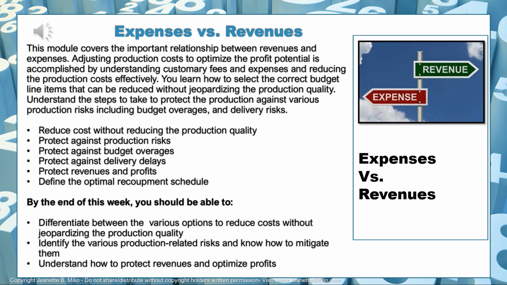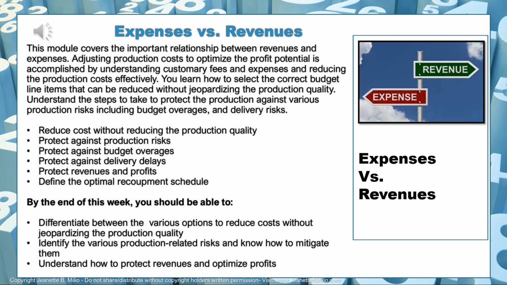How do we protect against the production risk? By using a completion bond company insurance, which also protects us against budget overages and delivery delays. We're protecting our revenues and profits by using a collection agent. And we are defining the optimal recoupment schedule by balancing our financing sources and placing them in the waterfall in the recoupment schedule in the way they're supposed to go. So you understand who recoups when, where, why, and how.